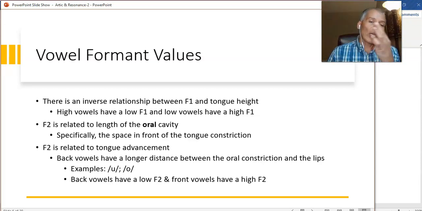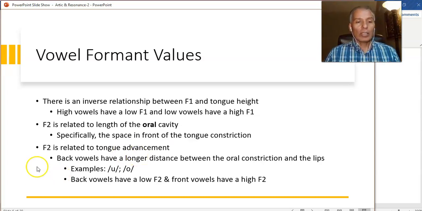But for vowels, the whole vocal tract is engaged in the resonance. But for any sound in particular, F2 is going to be highly influenced by what happens in front of the tongue. When the tongue comes in and fills an area, what happens in front of it, between the alveolar ridge and the tongue tip, is what we are speaking about.